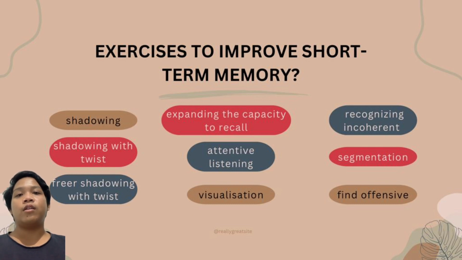Next is recognizing incoherent or ambiguous messages. Incoherent and ambiguous speech are hard to remember, so this exercise aims to help you recognize incoherence and ambiguity in a speech, which is itself also a way to recall the speech. And the last one is remembering messages you disagree with or find offensive.